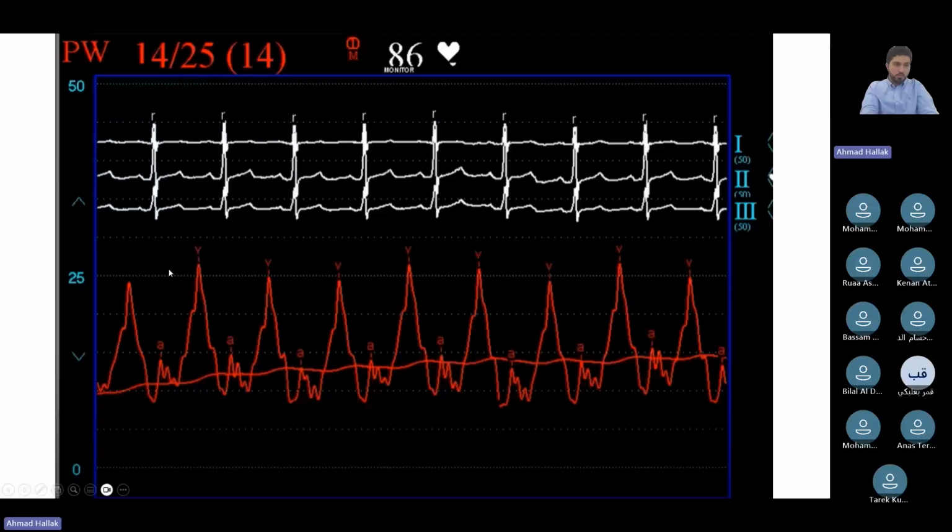So what can you see that is abnormal in this PA wedge pressure tracing? If you look, the mean pressure is only 14, so it doesn't look too bad.